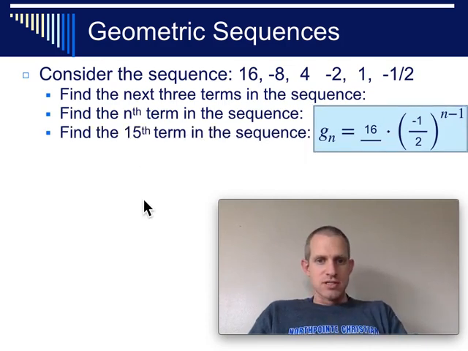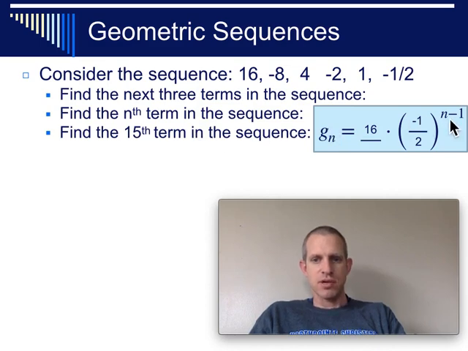We can use this formula then to find the 15th number in the sequence. And simply plug in a 15 for n and see what we get. If you do that on a calculator, negative 1/2 to the 15 minus 1, which would be the 14th, you're going to get a pretty ugly decimal. And that's okay. Sometimes you want a decimal. But if you want it exactly, if you want to write it as a fraction, you're going to have to be a little smarter about it.